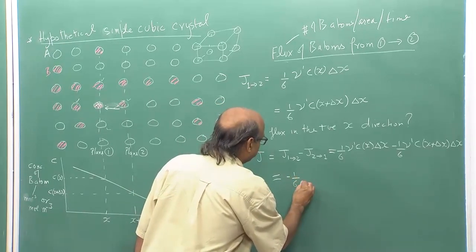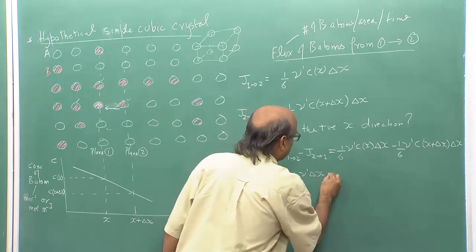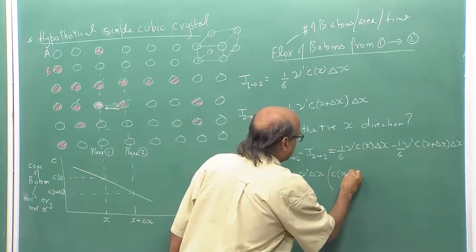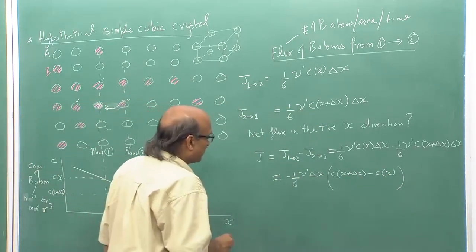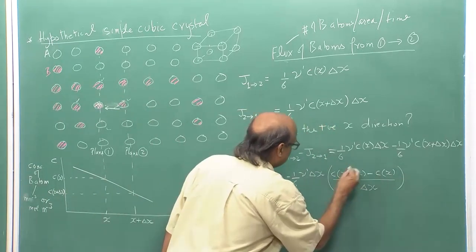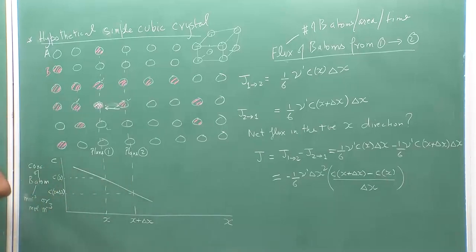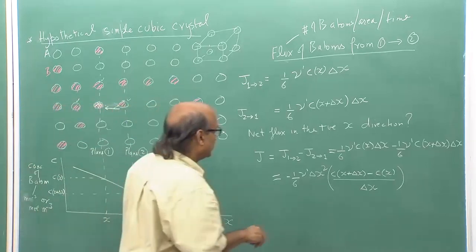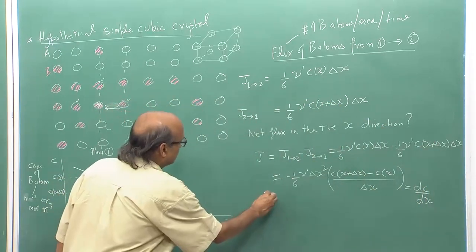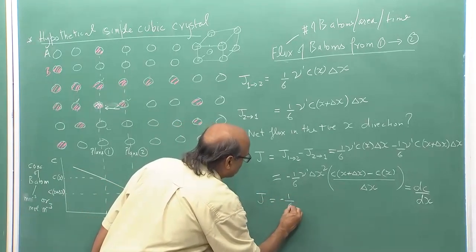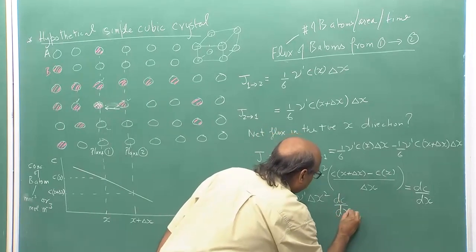minus 1 upon 6 nu prime delta x times C(x plus delta x) minus C(x). If I multiply and divide by delta x, then I have this. This term is nothing but the slope of this line. And the slope of this line can simply be written as dc by dx, or the concentration gradient. Hence, the net flux becomes minus 1 upon 6 nu prime delta x square times dc by dx.